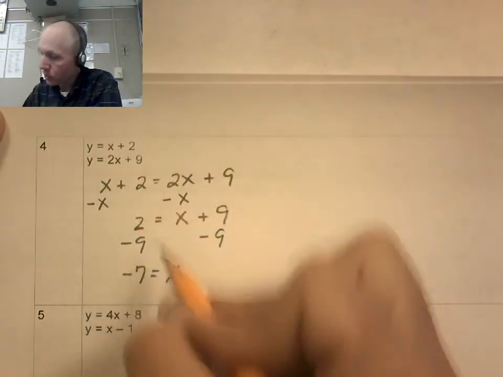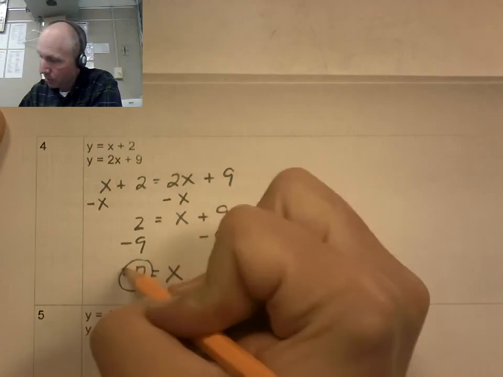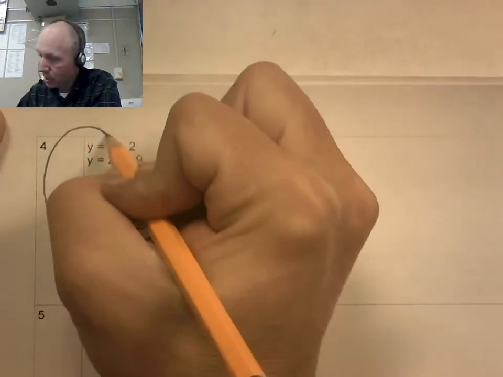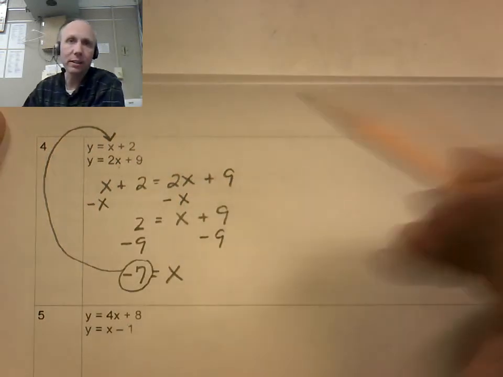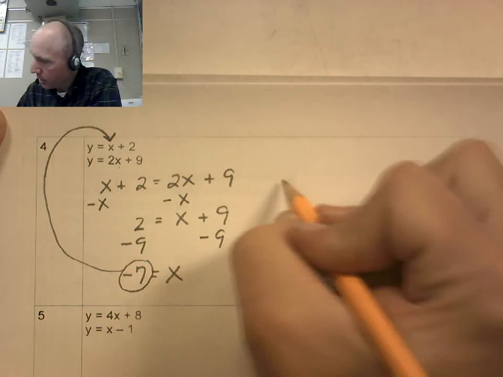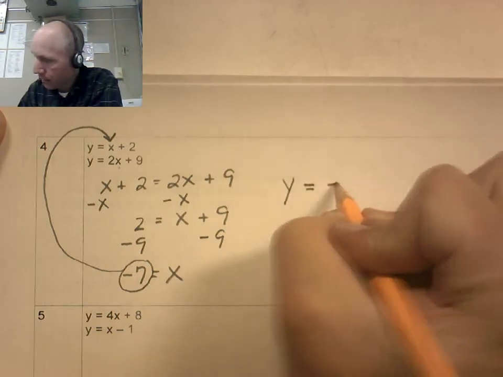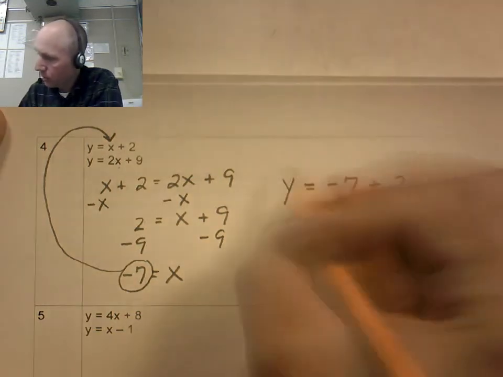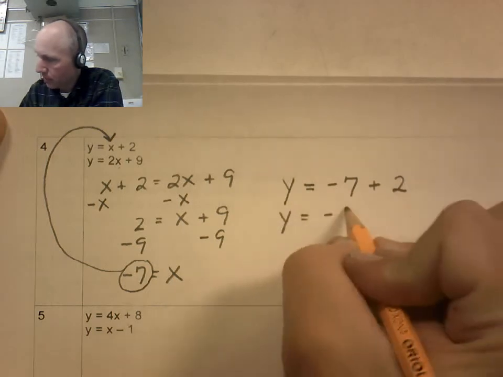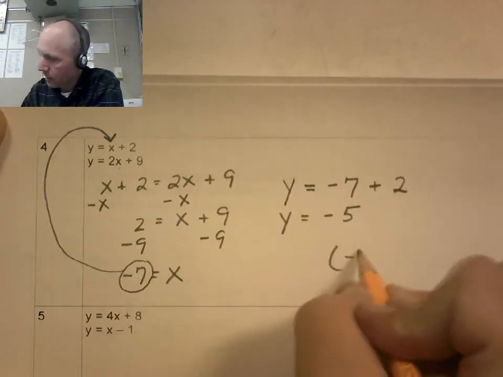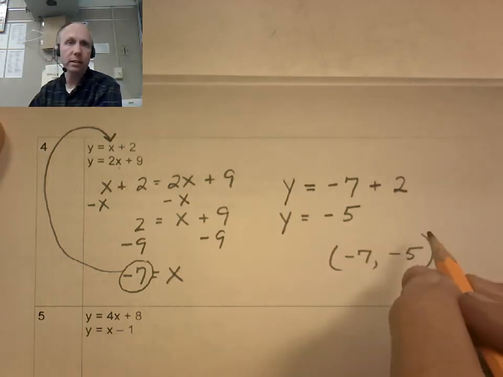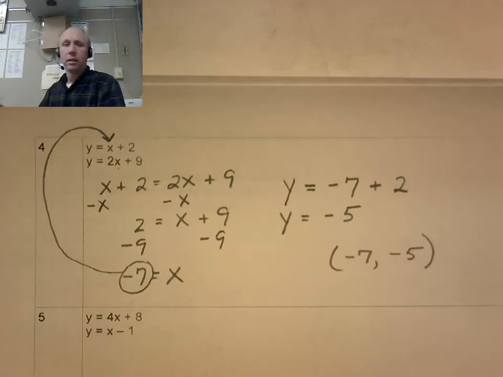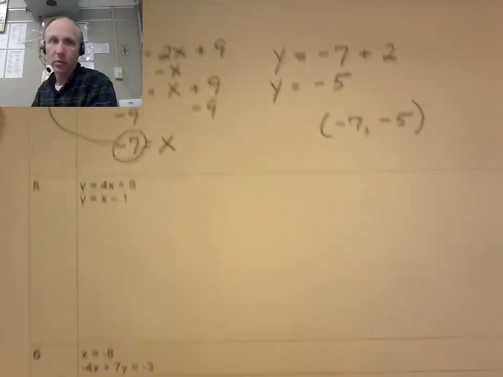Now I have to get the y value, so I'm going to take this and plug it into the x up here. I could have plugged it in at the bottom. I chose the top equation just because it looked easier to work with. So I have y equals x, but x is -7, plus 2. So y equals -5. -7, comma, -5. And there's an answer key to this somewhere. Hopefully that's correct. Let's do another one of those.